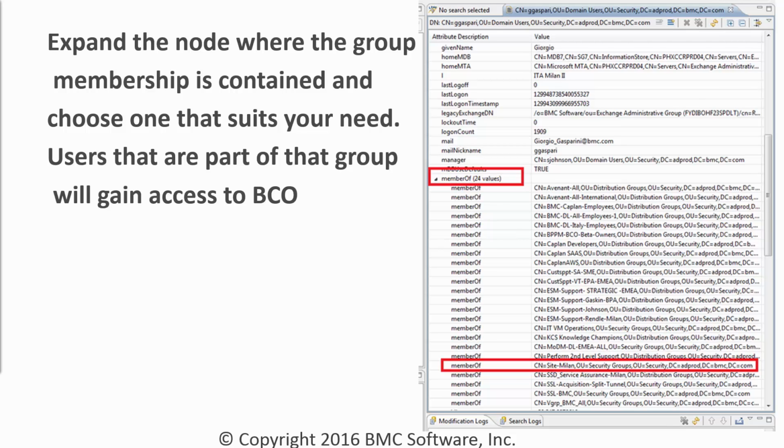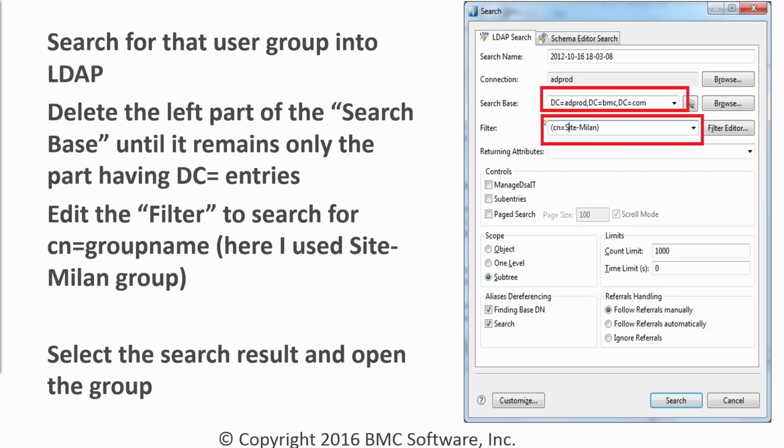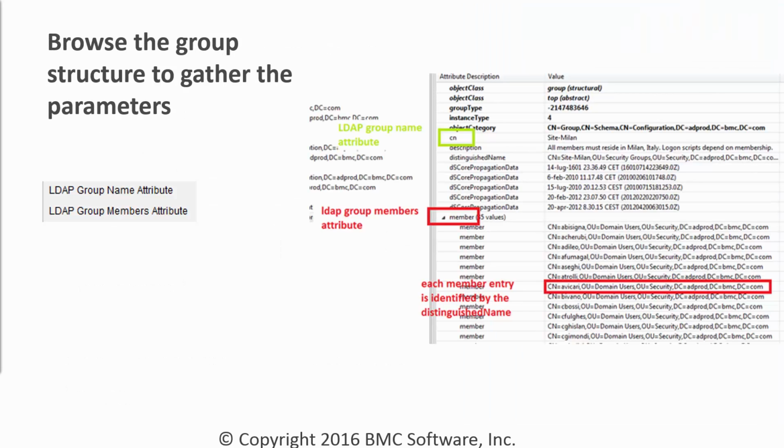So let's look for the site-Milan group using the LDAP search and take a look at the structure of this group. The group name attribute, which is another parameter which we need to insert in the CO infrastructure, is CN. The attribute which contains the list of group members is member. So with all of this information set, we can configure the LDAP connection.